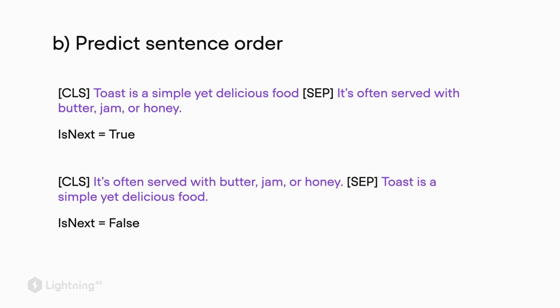So here is an example where I took 2 sentences from a document, and at the top the sentences are in the correct order, and at the bottom the sentences are in the wrong order. So in the top case, we want the model to predict true for the classification token, and at the bottom we want the model to predict false for the classification token.